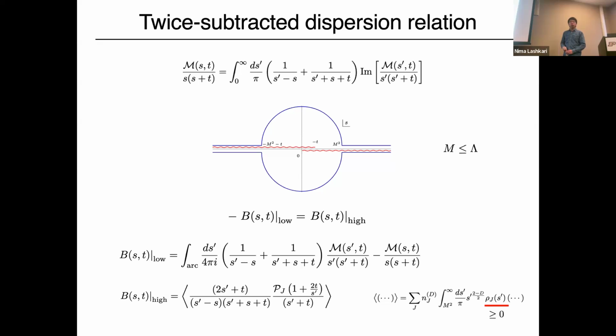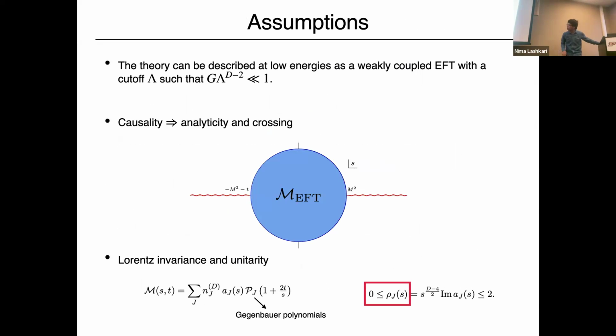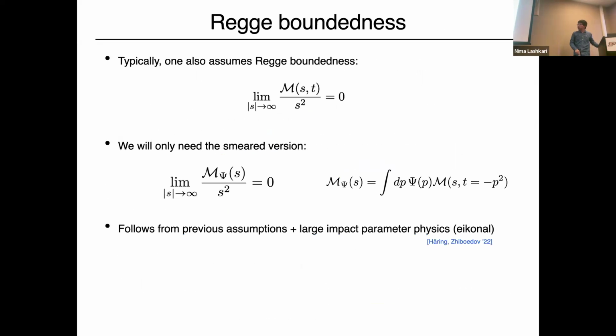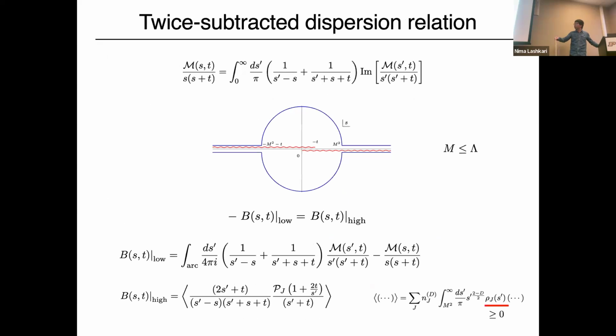Wait, that x prime to the power of 2 minus d over 2. Is there some way of understanding that? Is it some kinematic factor? I think it's just a kinematic factor. There's a relation between the spectral density and the partial wave part. You would need this factor for the upper bound, but we'll just use positivity, so this factor actually wouldn't matter that much.